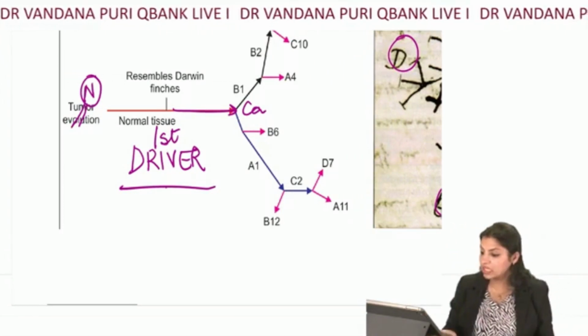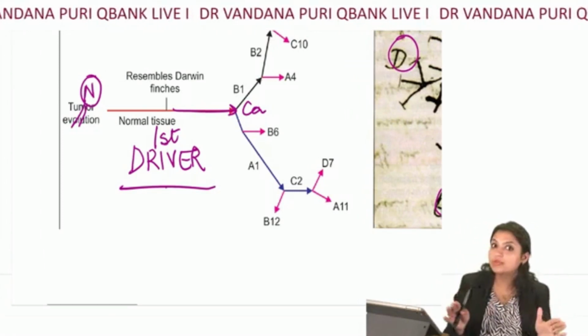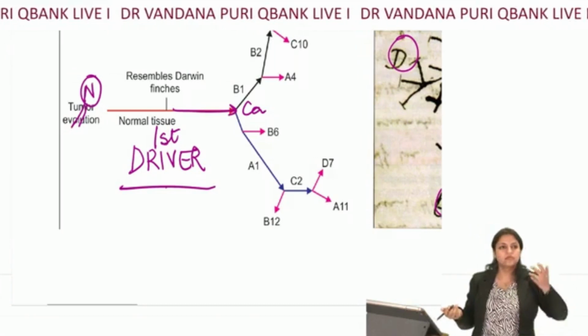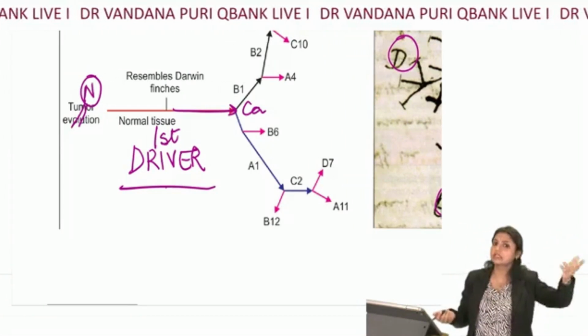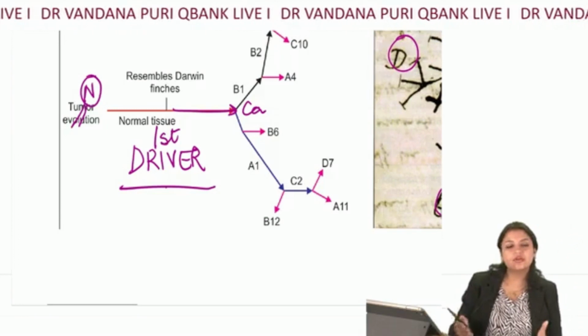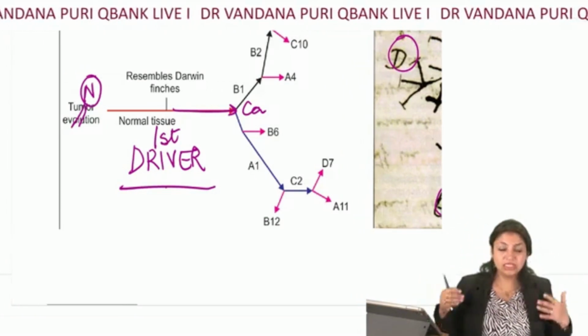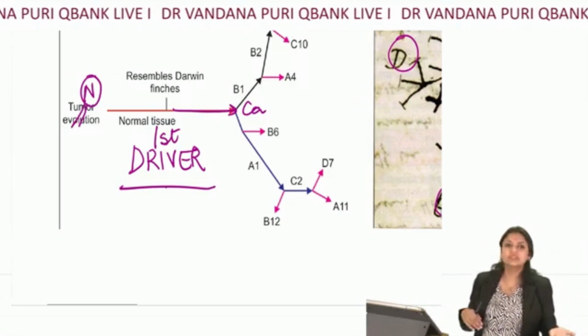So do all the breast cancer patients behave similarly? No, they don't behave similarly, isn't it? All of them behave differently. Some of them you will see survive for 10 years and nothing happens to them, and some of them will collapse even in 6 months. So why does this happen? This happens because of passenger mutations.